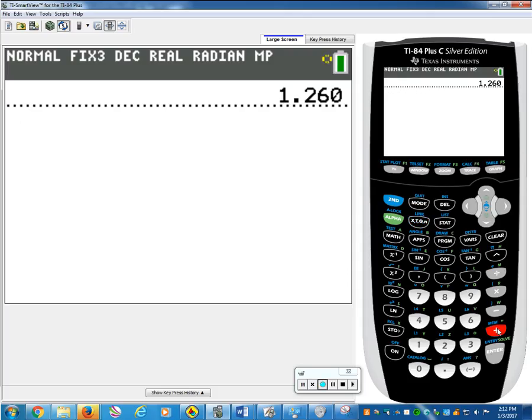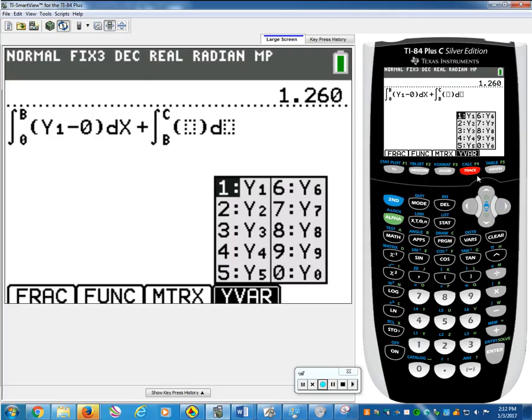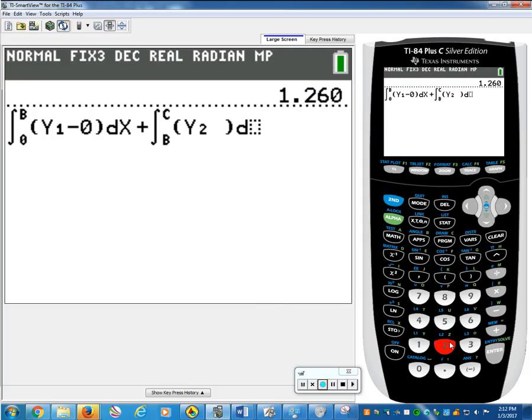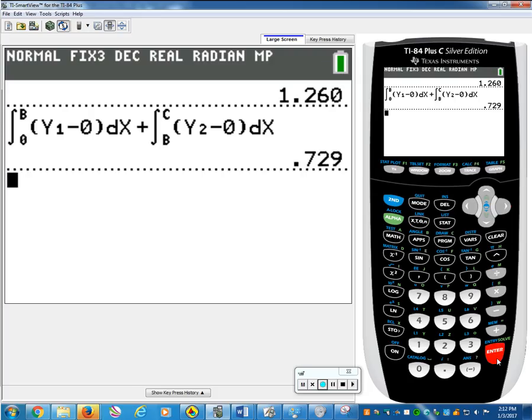And then add to that another integral, math 9, from B to C. This is g of x, subtract 0 dx, press enter. Question.